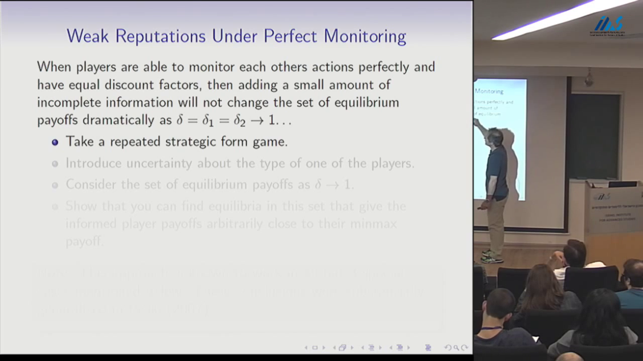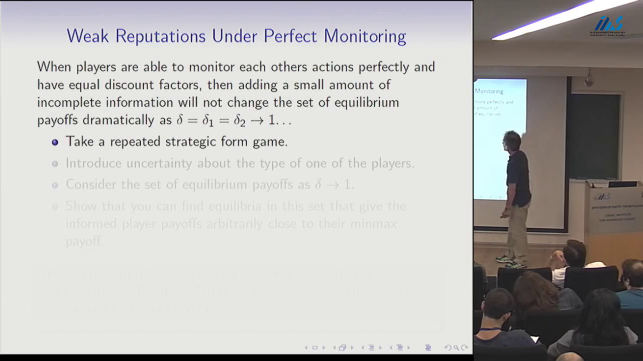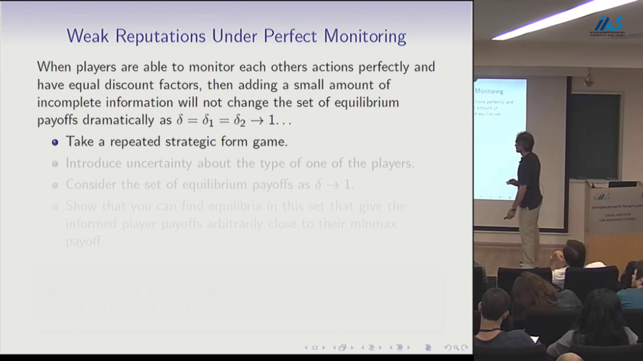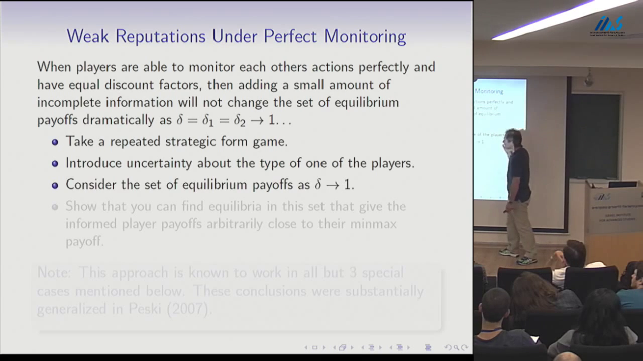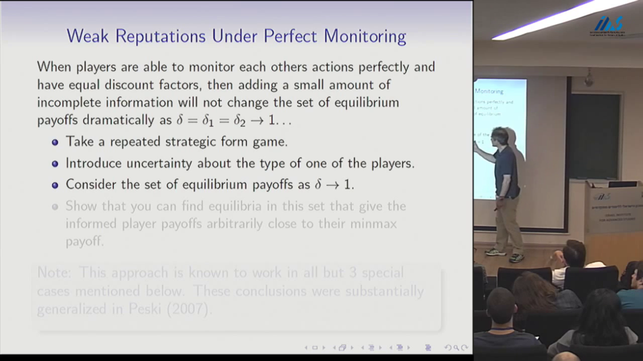And why do we generally get weak reputations in this world? Well, what a reputation effect typically is about is introducing a small amount of uncertainty into a game. We're not talking about a lot of uncertainty, we're talking about a small amount of uncertainty. So one thing one could do is study the limiting set of equilibrium payoffs of the game, as the discount factor tends to 1.